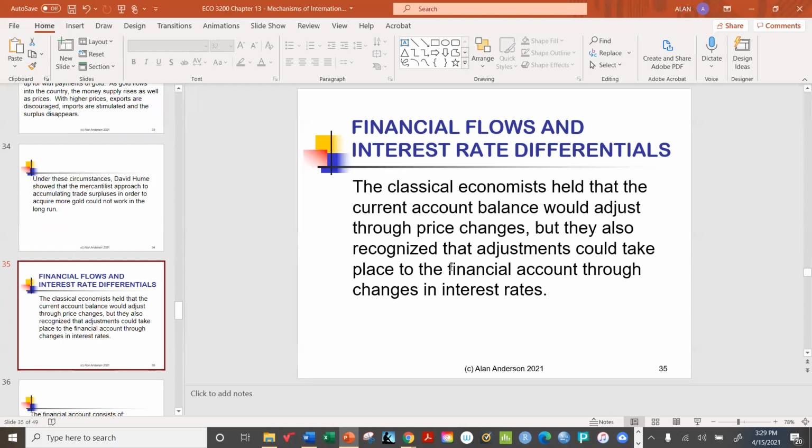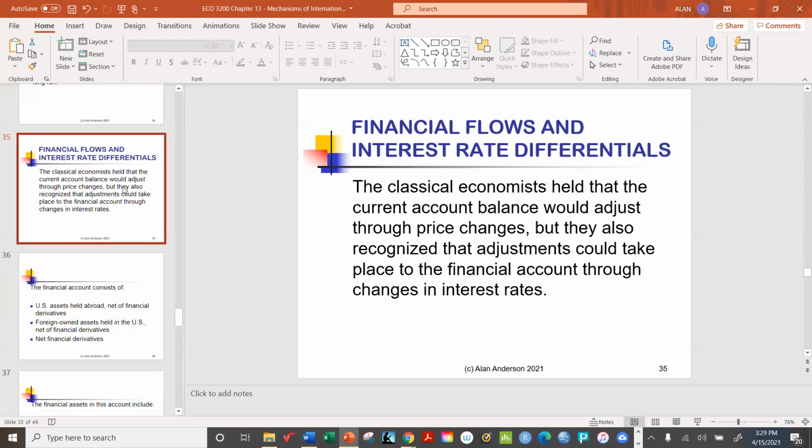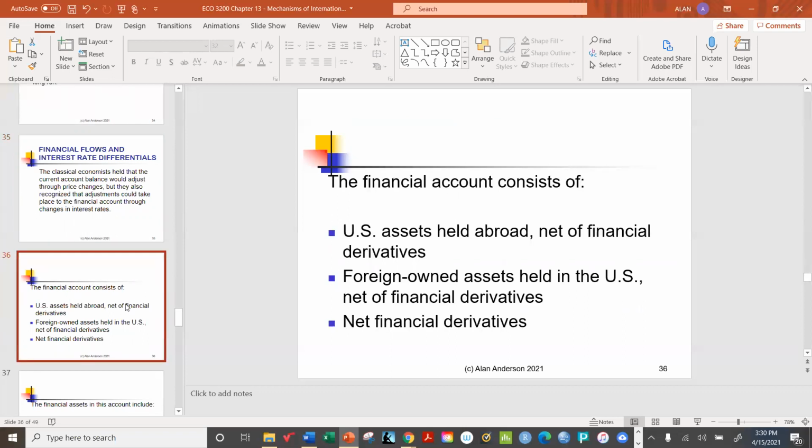Not the current account balance, the financial account balance. All right, so in other words, the classicals are saying that the current account will probably change due to changes in prices, which are triggered by gold flows. But the financial account is a little different because remember what this consists of.